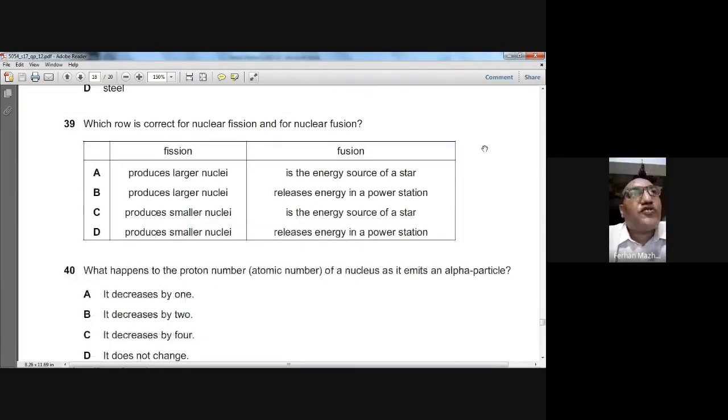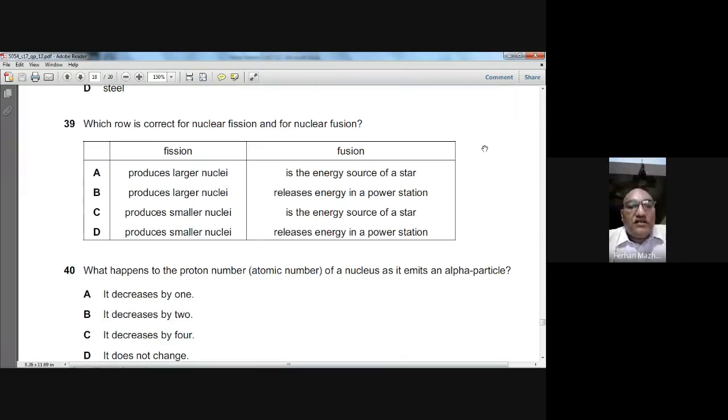Question number 39 is on your screen. Which row is correct for nuclear fission and for nuclear fusion? You see, in nuclear fission, if you have a large nucleus, it is bombarded with a neutron, and when the neutron hits, the large nucleus breaks and forms smaller nuclei. So in fission, a large nucleus breaks and forms smaller nuclei.